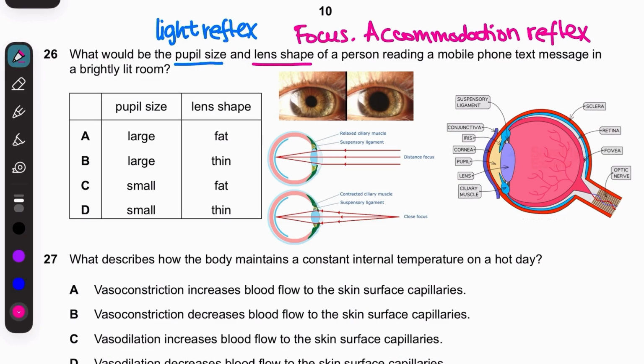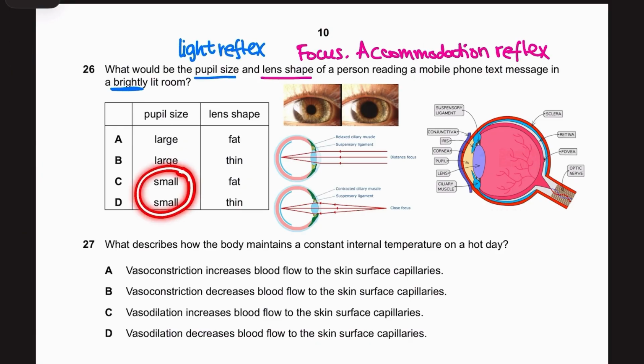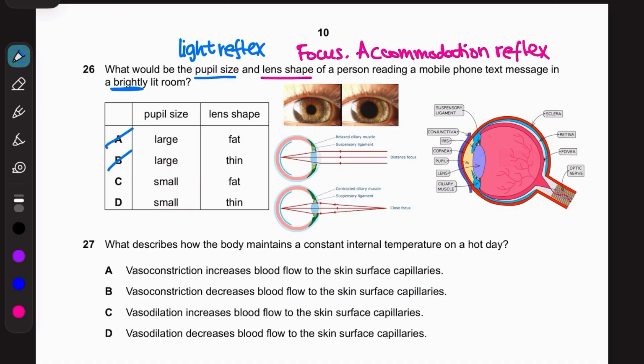Therefore, when you read this question, you start to narrow down things already, right? Because look, this is a brightly lit room. So brightly lit, what's the size of the pupil in a bright room? Would it be large or small? It will be small, right? So therefore, it's got to be C or D, and we can eliminate A and B already.